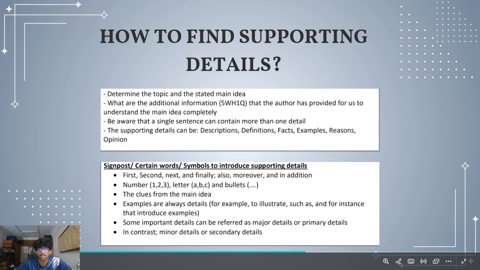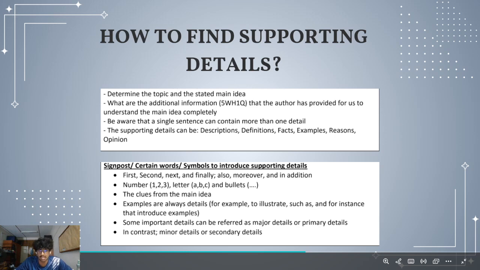So first we determine the topic and the stated main idea. We found it. Then next we find what the additional information is: 5W1H. Who, when, where, why, how, that the author has provided for us to understand the main idea completely. Be aware that a single sentence can contain more than one detail. And the supporting details can be descriptions, definitions, facts, examples, reasons, opinions, etc.